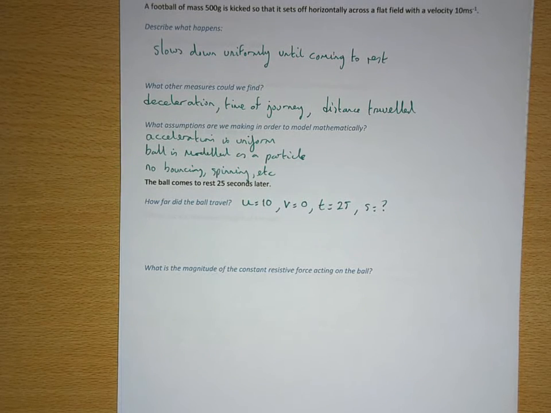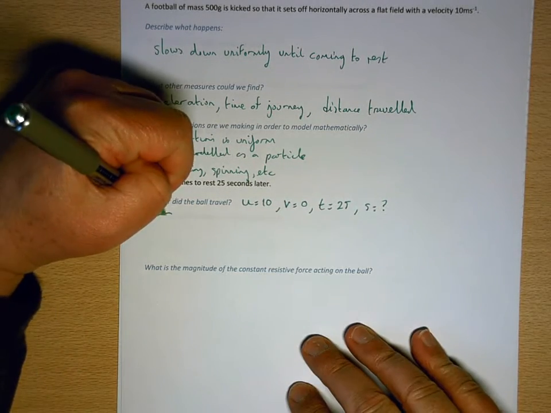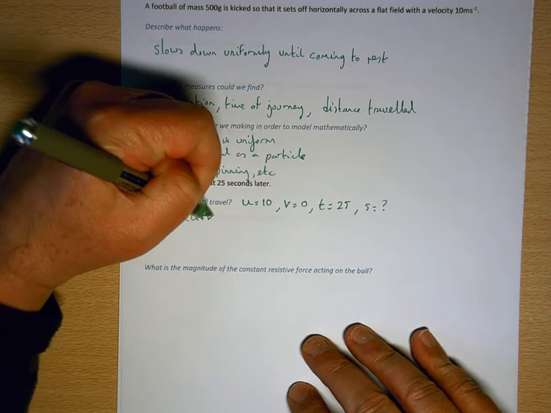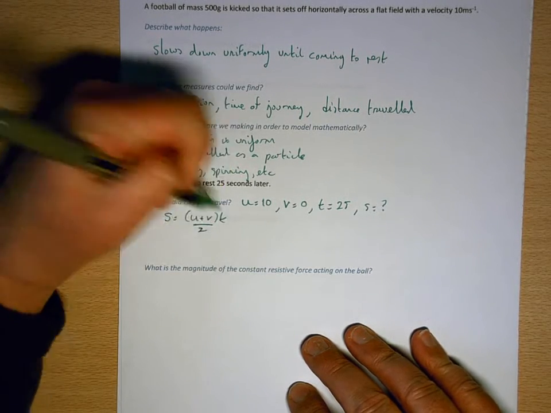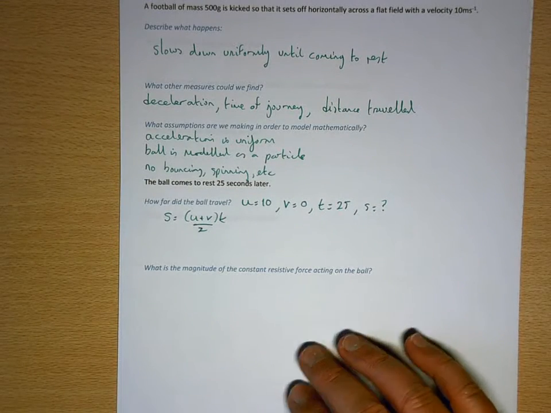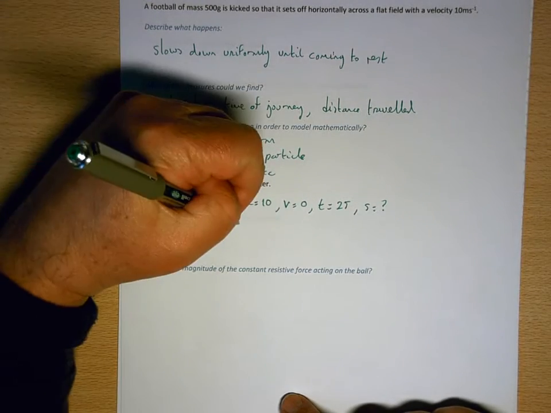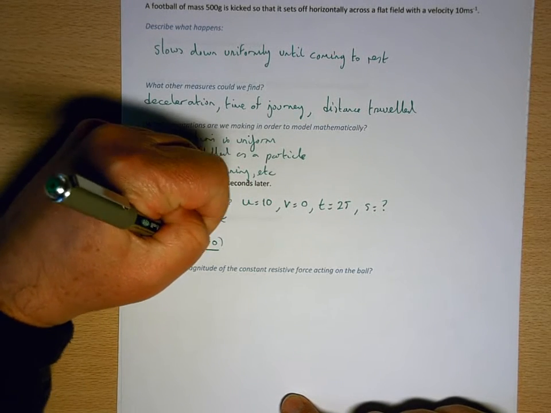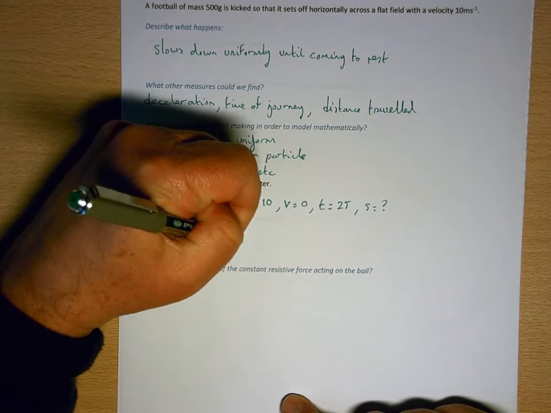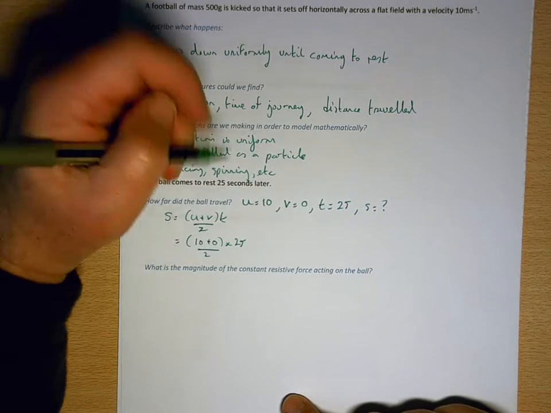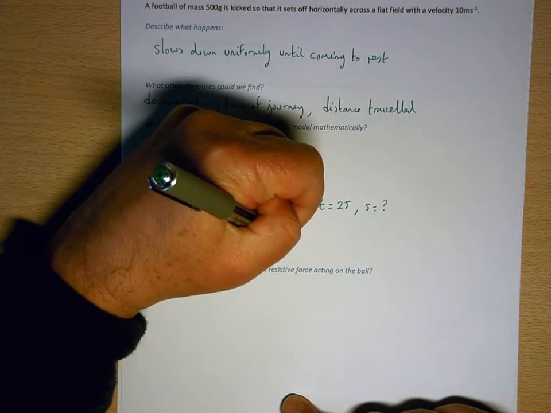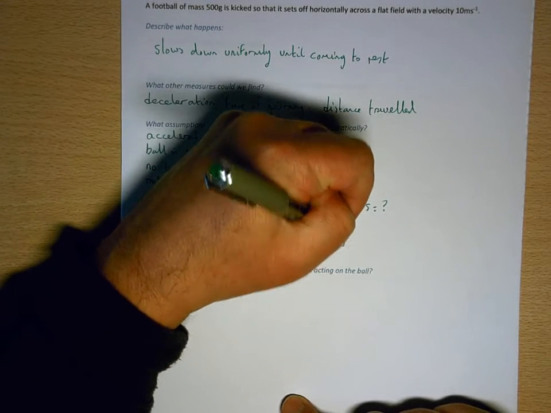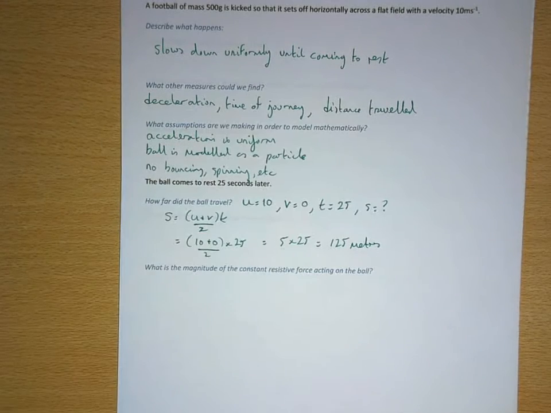So you've got your Suvat formulae, which you need to know, and the one that links those most easily is that one: s equals (u plus v) over 2, times t. So that for me is going to become (10 plus 0) over 2 times 25, which is 5 times 25, which is 125 meters. So that ball is going to travel 125 meters before coming to rest.